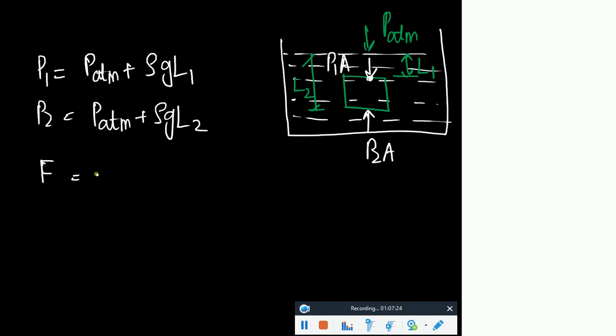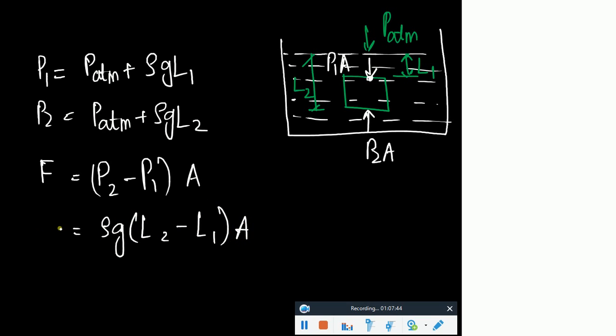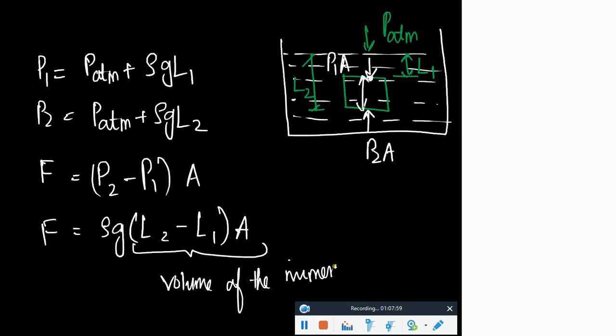So what would be the total buoyancy force? Buoyancy force would be lifting that body in the upper direction, so I would say this is P2 minus P1 into A. Area would be the same on both sides. I am just talking about a rectangular object. So what would you come up with? You would say rho g L2 minus L1. And what is that L2 minus L1? This is basically the length of this body, isn't it? So this is the volume of the immersed object. So you have come up with the same conclusion as from the Archimedes principle.